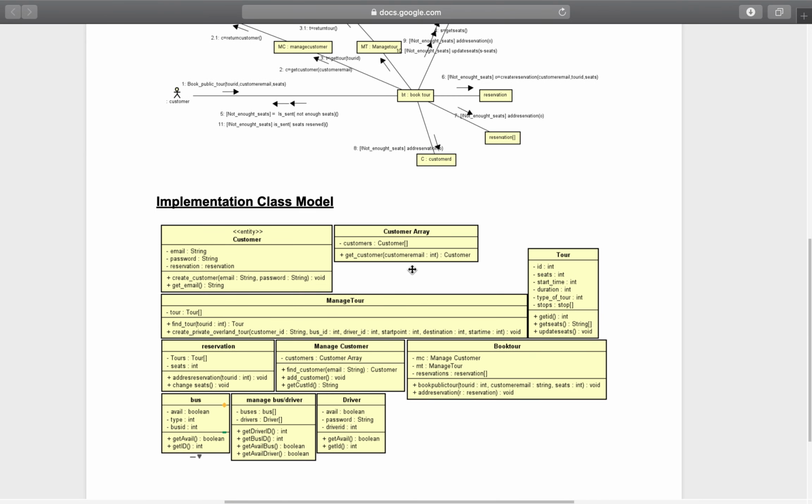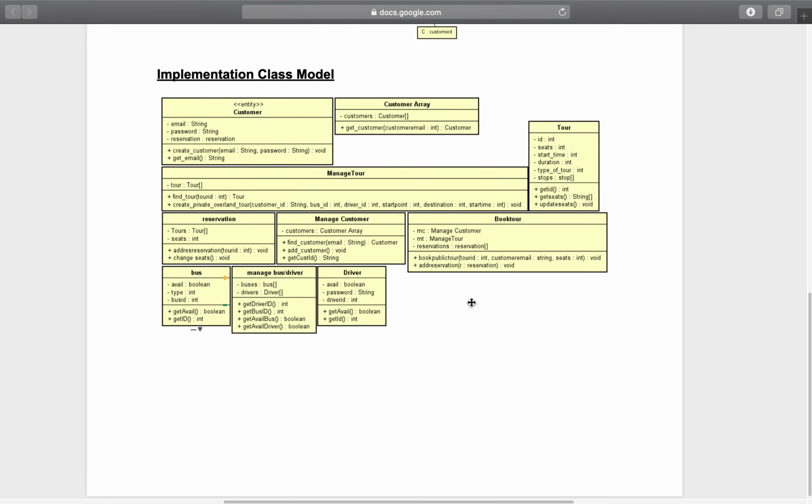Book tour, and we decided to put all our implementation in one class model so that we can see it as understandable.